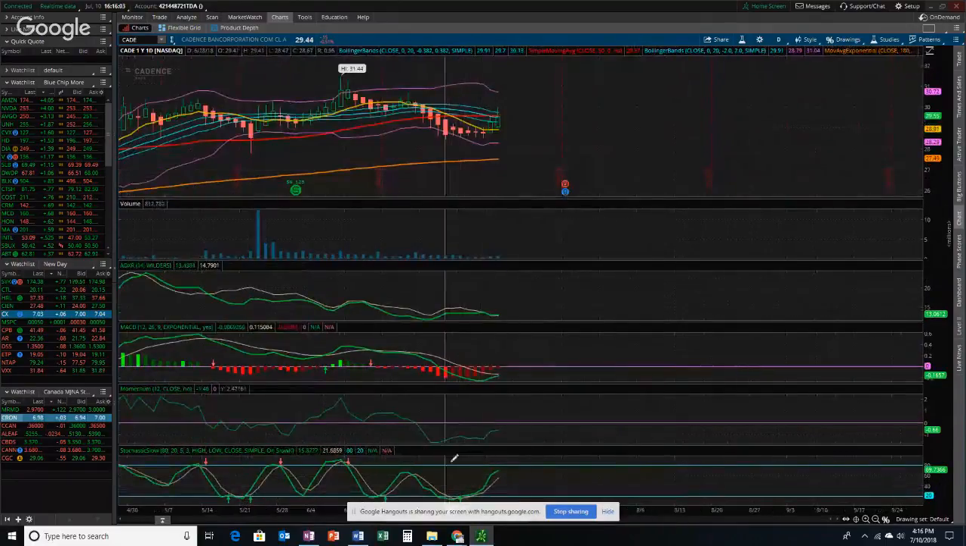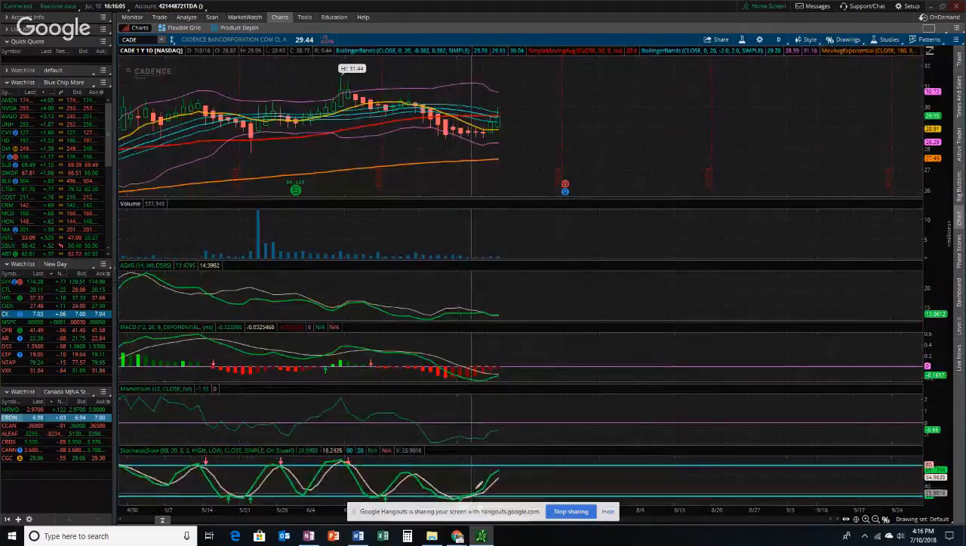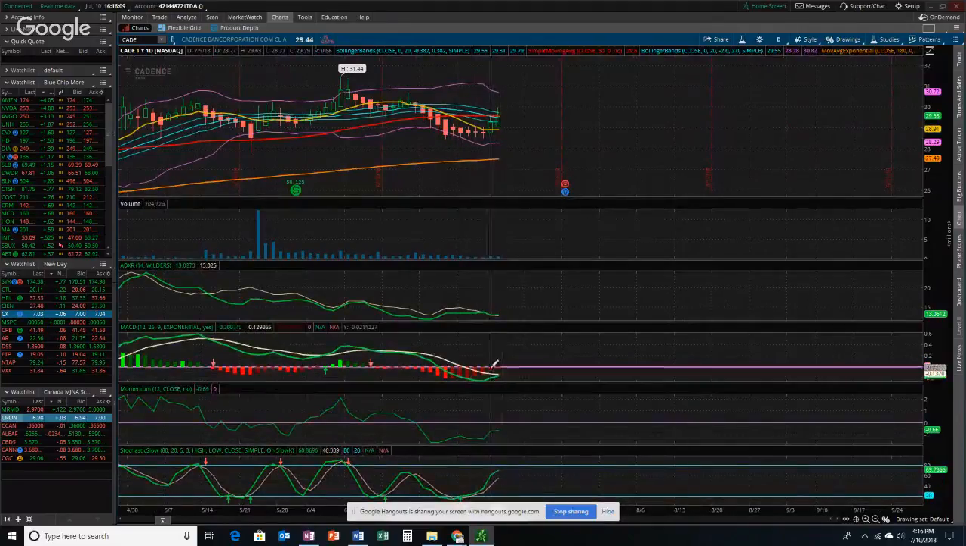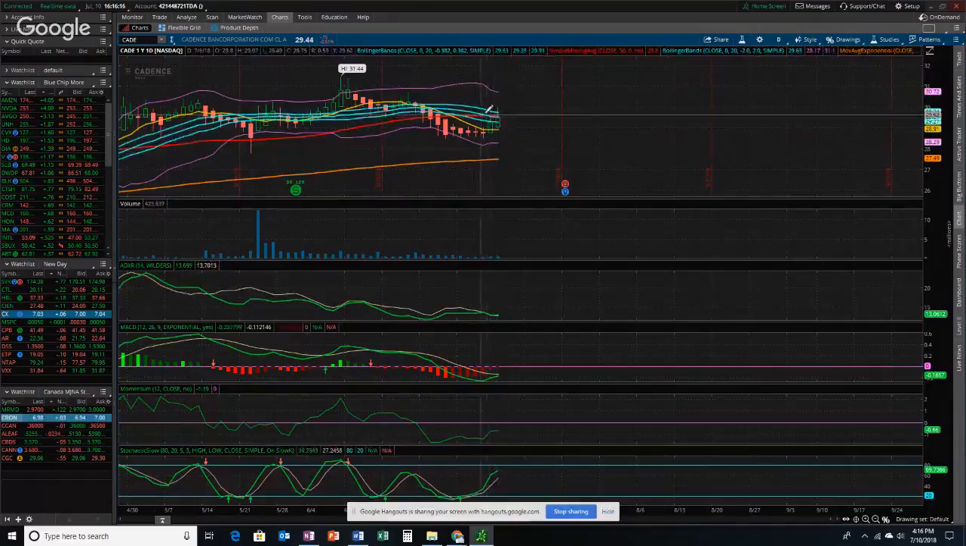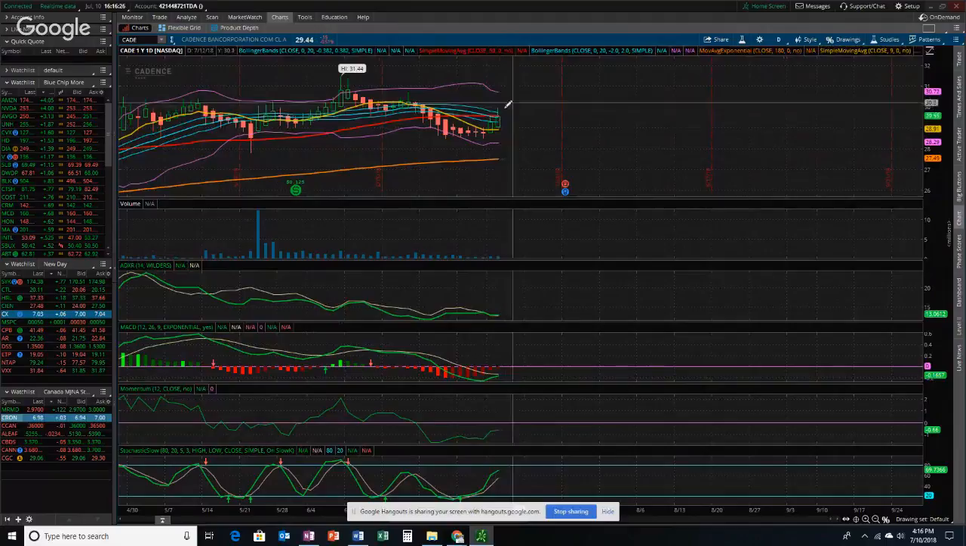So we're not quite there. The stochastic did break up. The momentum is still below zero. The MACD has not crossed over yet, and the ADX is still really low. So that tells me that we're probably going to get rejected right here at the 50. You see the red line here? That's the 50. We're probably going to get rejected right there. We're going to have to consolidate a little bit more and then get ready.